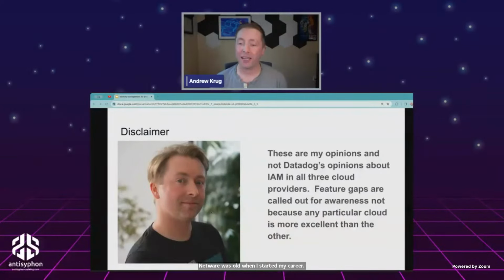Just a little disclaimer here. I speak a lot on behalf of Datadog. These are my opinions in this presentation, not Datadog's opinions about IAM in all three clouds. So I'm going to call out some gaps in features and do a little bit of comparison of providers. Not really for the sake of saying that any one is worse than the other. It's really more to get you familiar with some of the fundamentals in all three clouds.